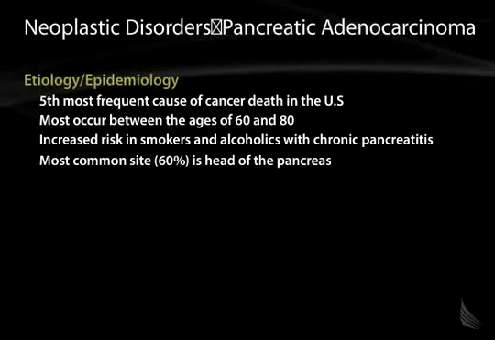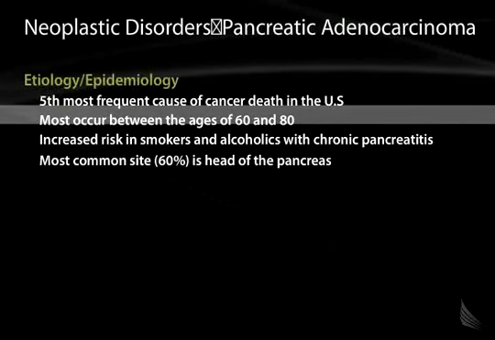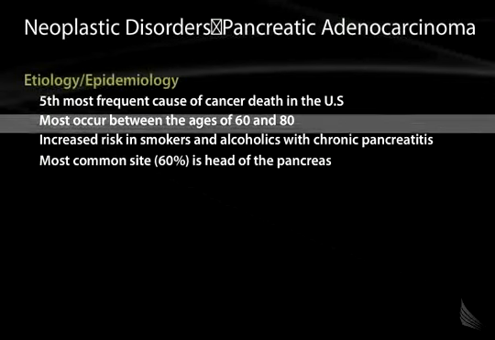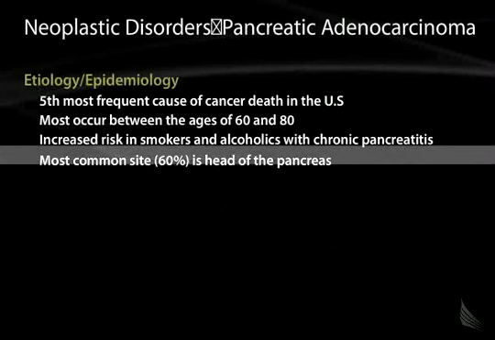Pancreatic adenocarcinoma is the 5th leading cause of cancer death in the United States. It most commonly occurs between the ages of 60 and 80. There is an increased risk in patients who are smokers or alcoholics or those with chronic pancreatitis. The most common site of pancreatic adenocarcinoma is the head of the pancreas.